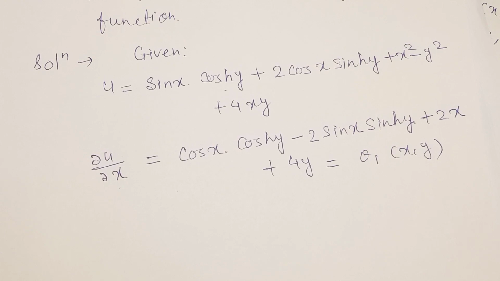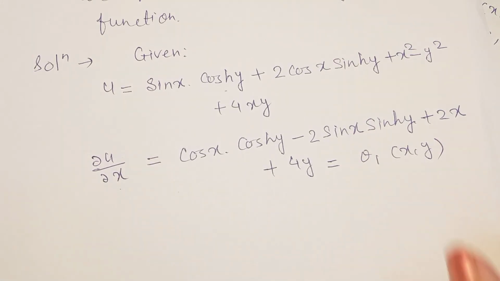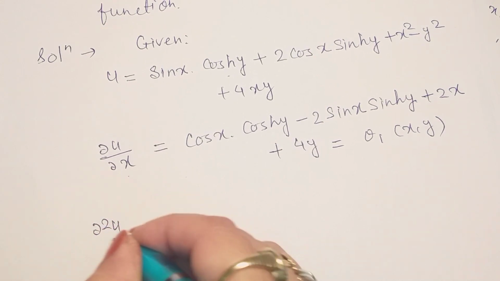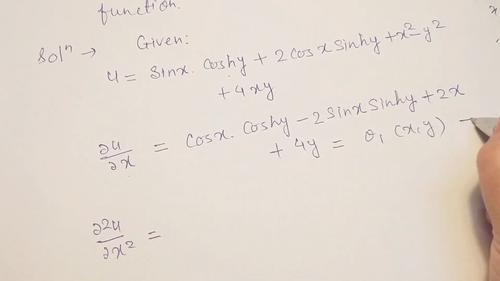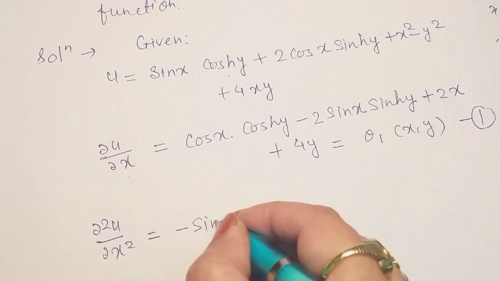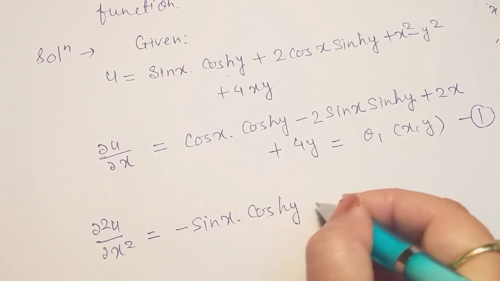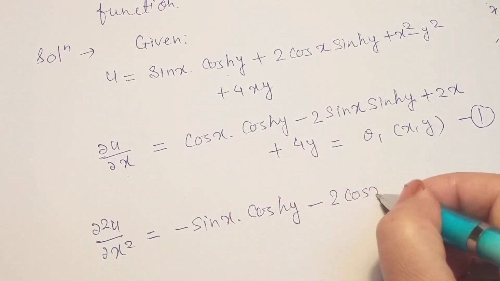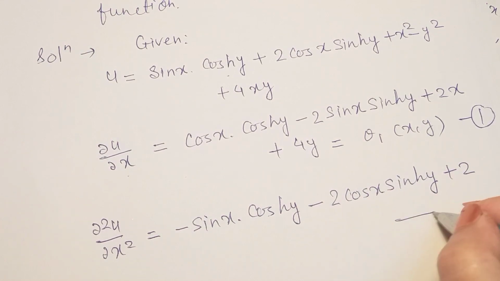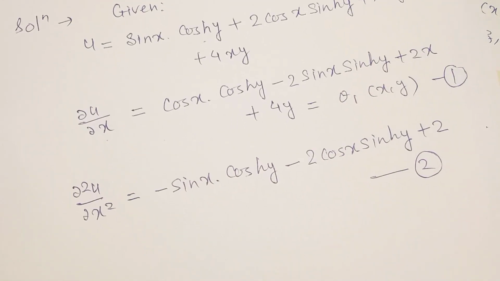For the construction of analytic function, this much is sufficient, but we have to prove here the function is harmonic also. That means it satisfies Laplace equation. In that case, we have to differentiate this function once again. Means we have to take second order derivative also. So del square u by del x square. Suppose it is equation number 1. Okay. So again we are differentiating this function. We get minus sin x cos hy minus twice of cos x sin hy plus 2. Suppose it is equation number 2.